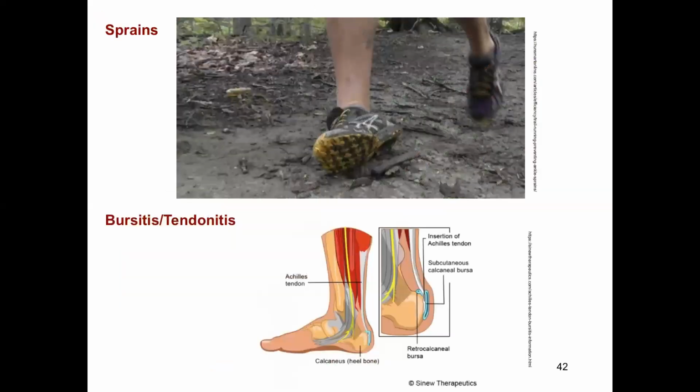Then we also have sprains, right? So sprains are stretched or torn ligaments. And these actually heal very slowly because, remember, ligaments have a poor blood supply, right? Then bursitis and tendonitis, so that would be inflammation of the tendons or the bursa, all right?